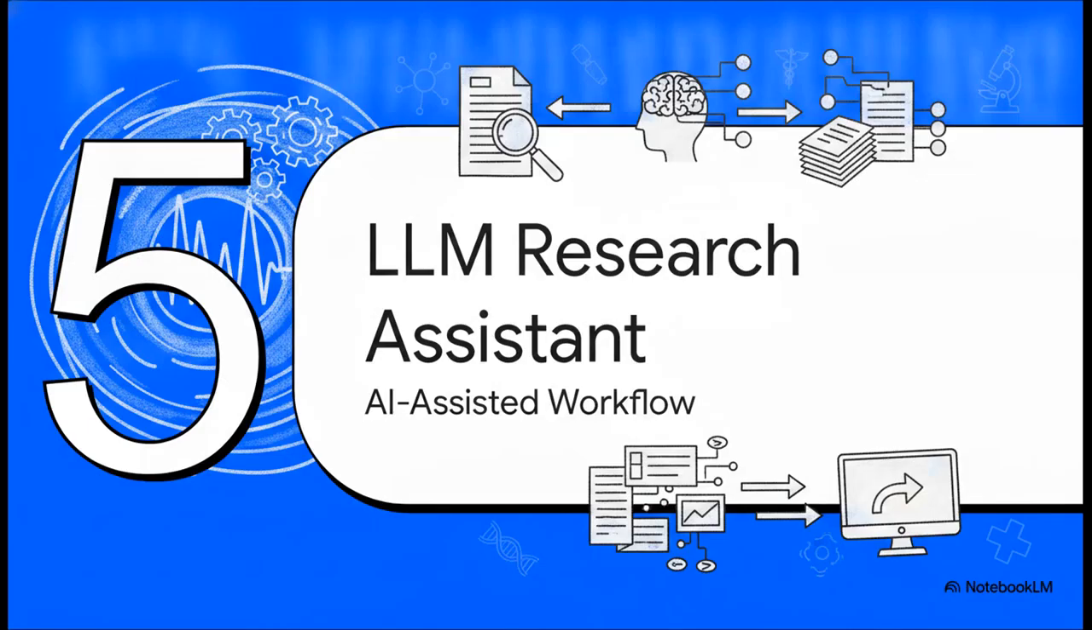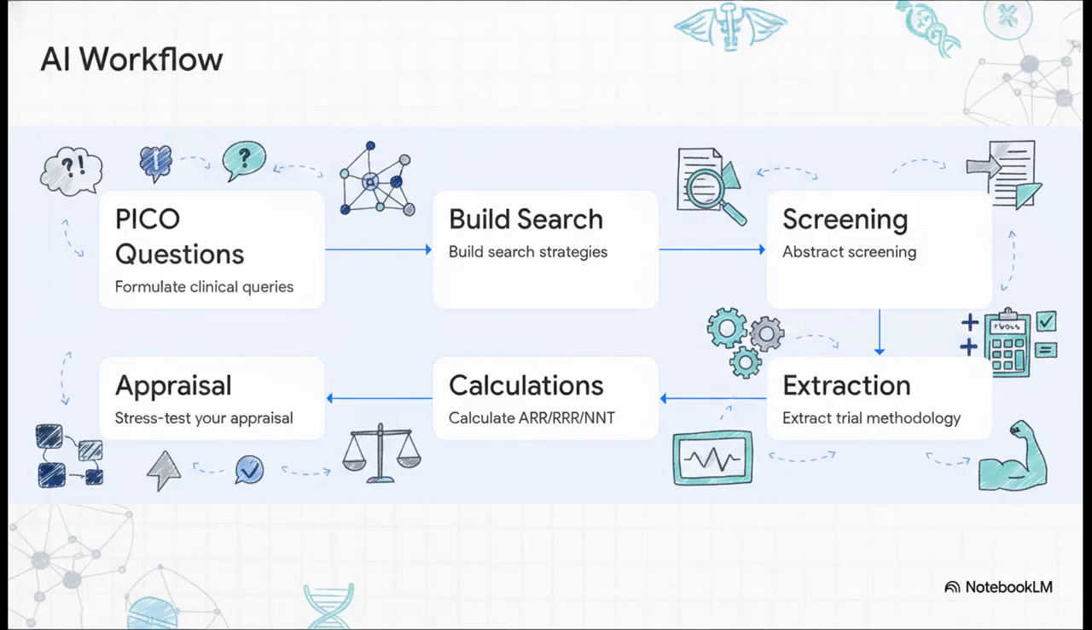Finally, let's hit Section 5, the LLM Research Assistant. So how do we actually do all this? Well, it all builds into a complete AI-assisted workflow. The curriculum provides a prompt library to help you at literally every stage of breaking down a clinical paper. You can use an LLM to formulate your initial clinical question, which is known as a PICO question. You can use it to build complex Boolean search strategies for PubMed. You can have it screen abstracts, extract the trial methodology, and yes, even calculate those tricky absolute risk and NNT stats we just talked about. It can even stress test your own appraisal of the evidence.